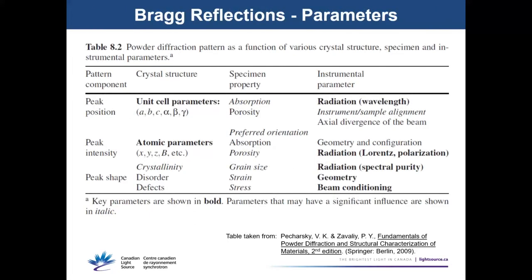This table provides a summary of some of the main parameters which need to be accounted for to properly model a powder diffraction pattern. While the key parameters are shown in bold, you'll notice that a lot of the additional parameters are also shown in italics, suggesting they can be very important depending on the circumstances. And as I've mentioned, there's a lot of information in the powder pattern, but extracting all of that information is not always easy. And we'll look at many of these parameters in a little more depth as we go through this presentation.